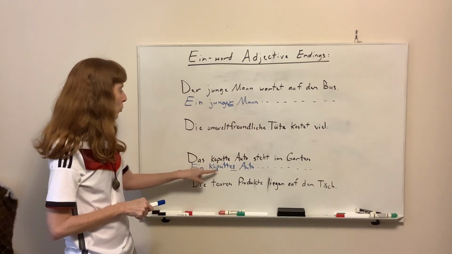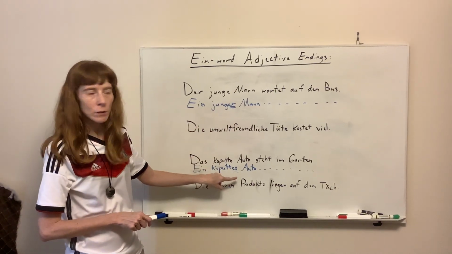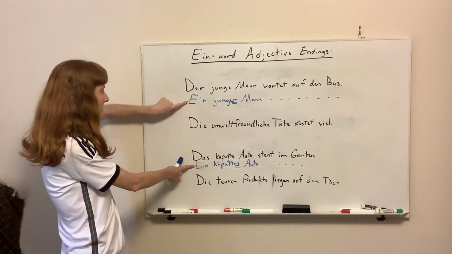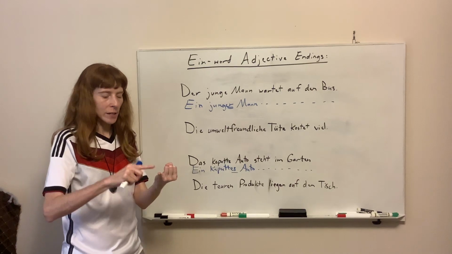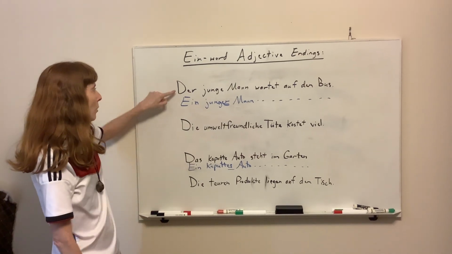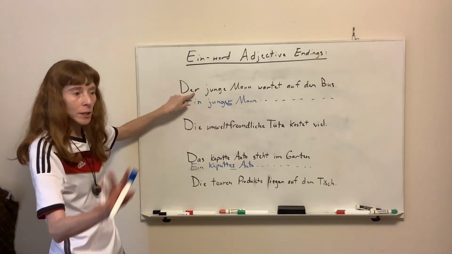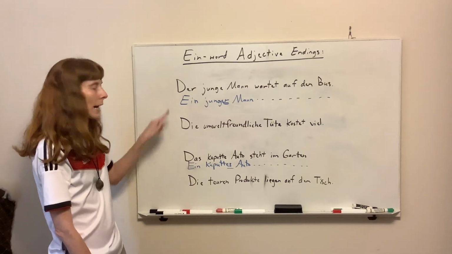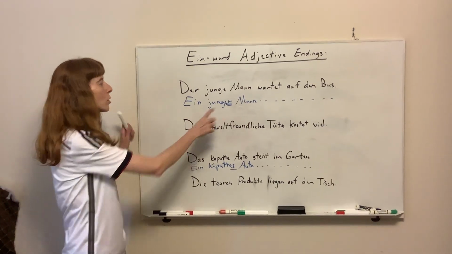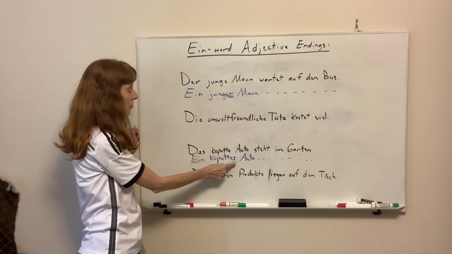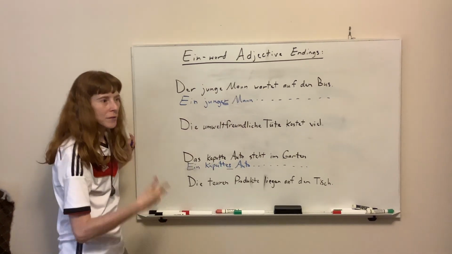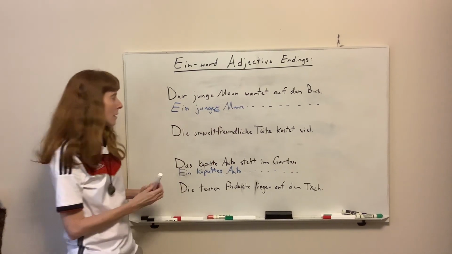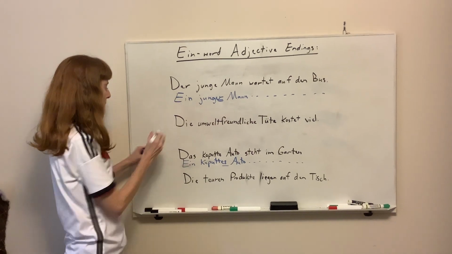Now, the reason why we have these different endings for ein words is because both of these examples have ein there. And if I were to just see the word ein, it wouldn't really tell me, is it masculine or is it neuter? Now, with the der word examples, if I see der, I know it's masculine. If I see das, I know it's neuter immediately. But when I see ein, I don't know that. So that's why we have to have a separate ending here so that you, the listener of the sentence, will know that this is masculine and this is neuter. So that's why there is a difference here.